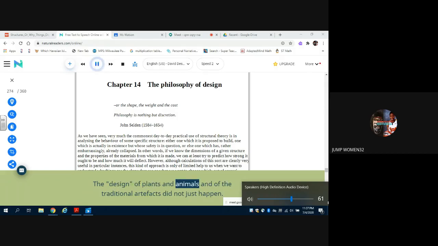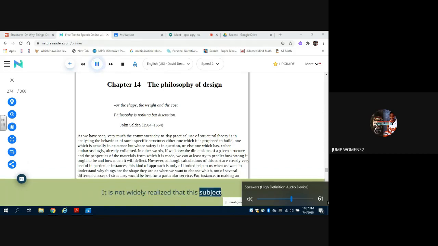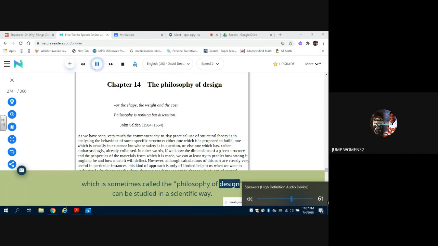The design of plants and animals and of the traditional artifacts did not just happen. As a rule, both the shape and the materials of any structure which has evolved over a long period of time in a competitive world represent an optimization with regard to the loads which it has to carry and to the financial or the metabolic cost. We should like to achieve this sort of optimization in modern technology, but we are not always very good at it. It is not widely realized that this subject, which is sometimes called the philosophy of design, can be studied in a scientific way. This is a pity, because the results are important, both in biology and in engineering.